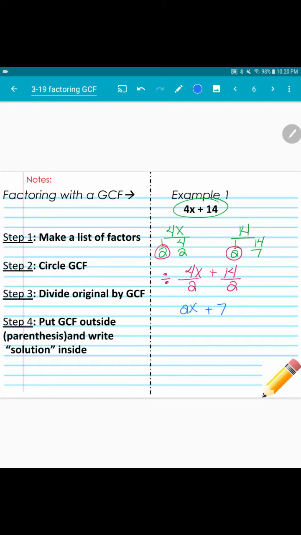So that's my answer. And how we write this is we are going to put our GCF, which was 2. Remember, our GCF was 2. On the outside, and inside parentheses, we're going to take our solution and write it inside. So our final answer is going to be 2x plus 7 in parentheses and 2 on the outside. So that's what it looks like when we factor.